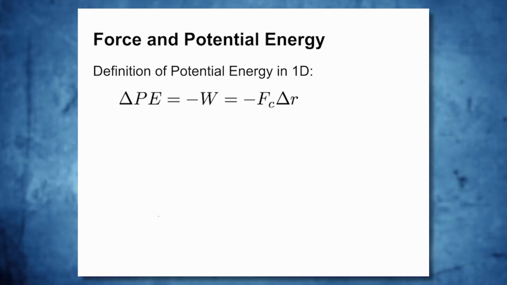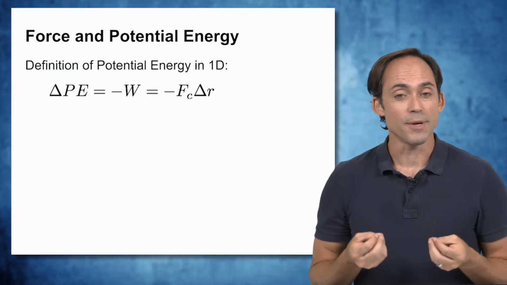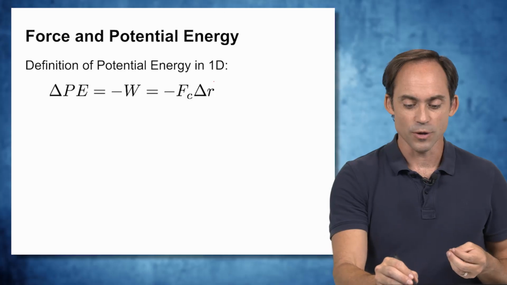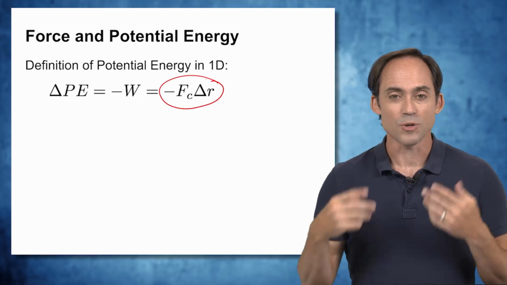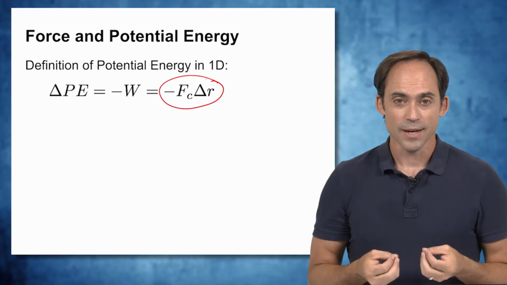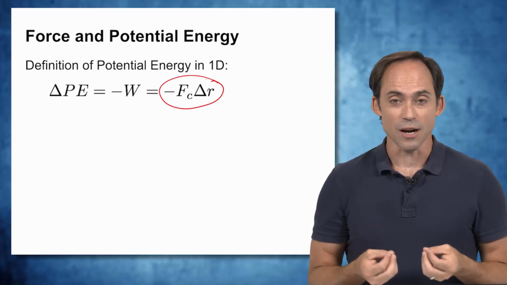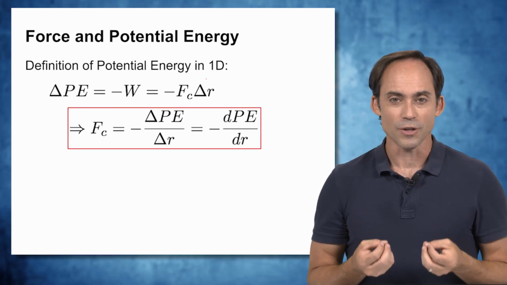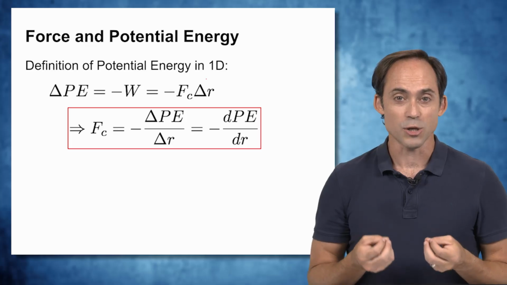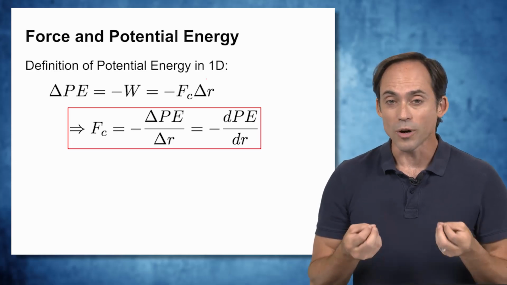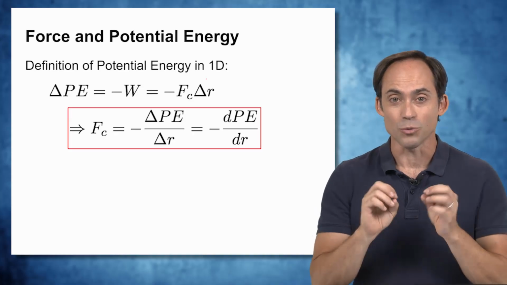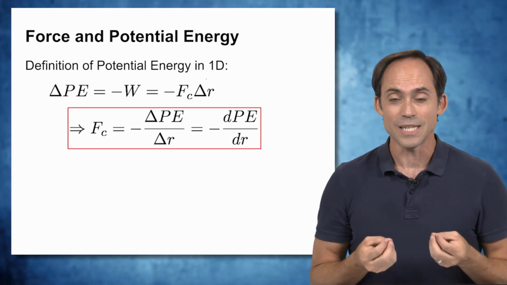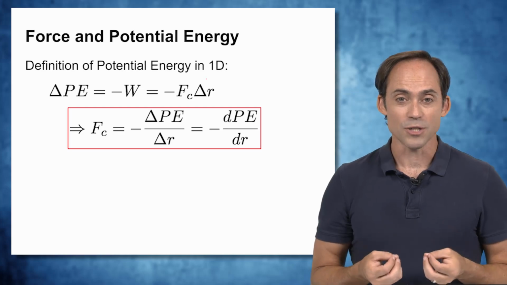And we can see why that is by going back to our original definition for the change in potential energy, which is just the work done by conservative forces. In the one-dimensional case, this is just the conservative force times the displacement, and of course a minus sign because it's the negative work. Now all I do is divide this equation by delta r on both sides, and we end up with a differential form. The conservative force is just minus the change in potential energy divided by the displacement. Or if we make this a small derivative form, it's just the slope, dU/dr, of the potential energy on our potential energy diagram.